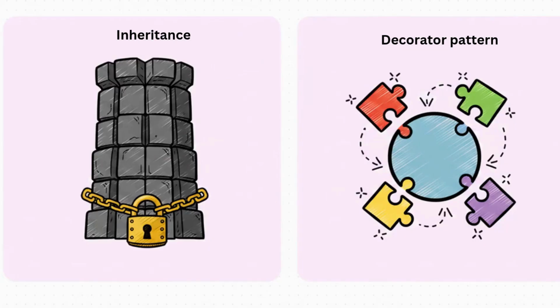Here is the deal. Inheritance absolutely locks you into static behavior at compile time. Think about it. If you used inheritance for every single coffee variation, you'd end up with hundreds of separate classes like coffee with milk and sugar. But a decorator, that lets you stack new behaviors dynamically while the program is actually running. You literally just wrap the base object with whatever you need at runtime. It's a real game changer.